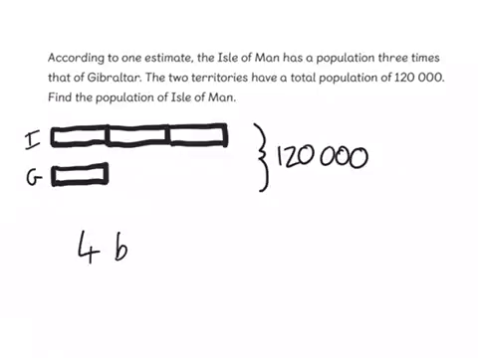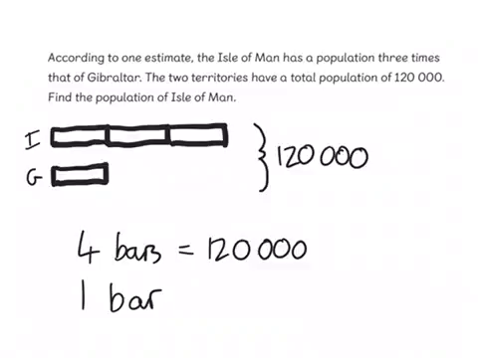So 4 bars make up 120,000 in the population. And then we can use that to work out what 1 bar must be. 4 bars is the same as 120,000, so 1 bar must be 120,000 divided by 4, divided into 4 parts. 12 divided by 4 is 3, so 120,000 divided by 4 is 30,000.